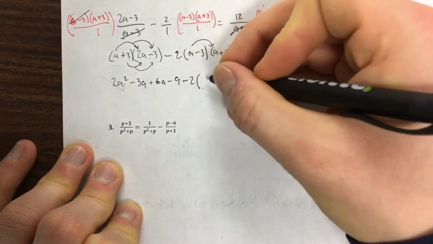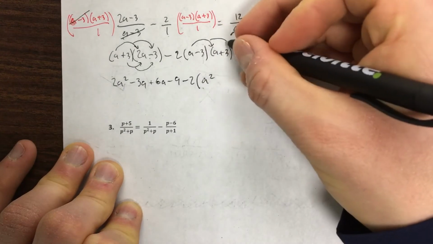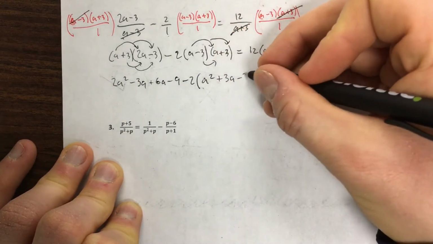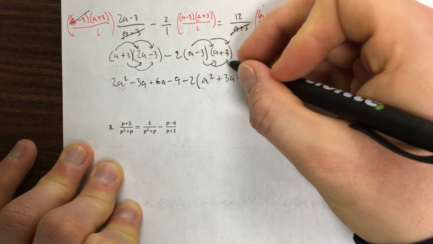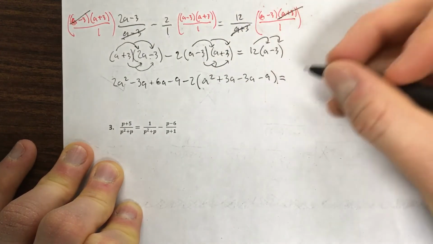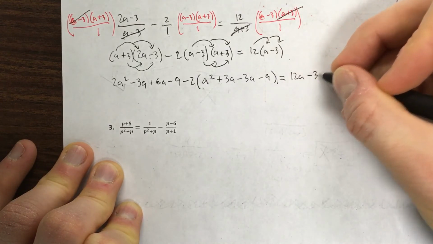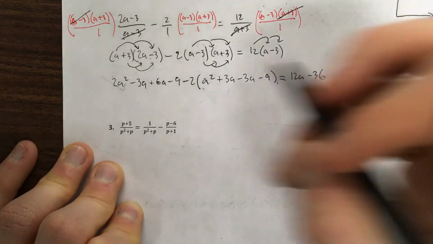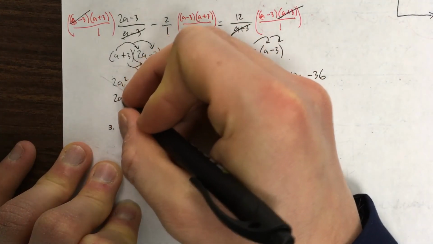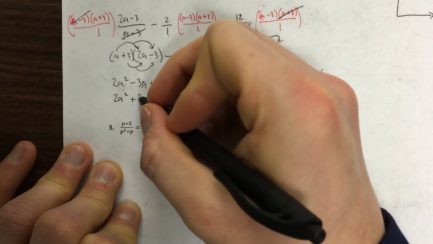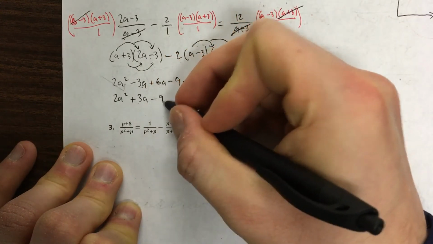So a times a would give us a squared. A times 3 would give us 3a. Negative 3 times a would give us minus 3a. Negative 3 times positive 3, negative 9. And then we could do distributive property on the right-hand side to give us this. Clean it up a little bit, we would have 2a squared, the negative 3a plus 6a, positive 3a, minus 9.